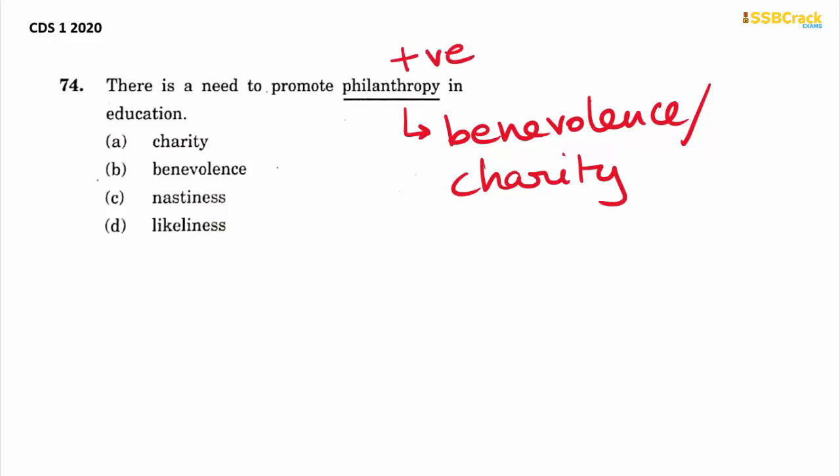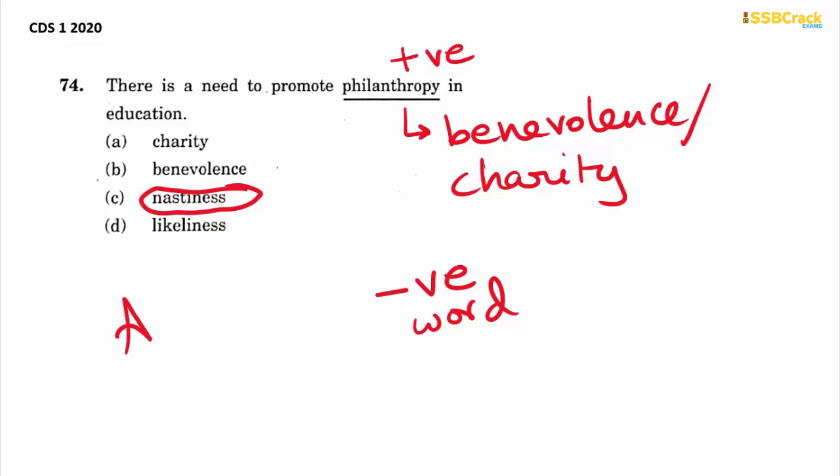Now, for its antonym, you need to find a negative word. So, let's find out the negative word here in the options. Charity, benevolence, nastiness, likeliness. Now, what do you think is the negative word here? Obviously, it's nastiness. Okay, so here therefore your answer is option C.